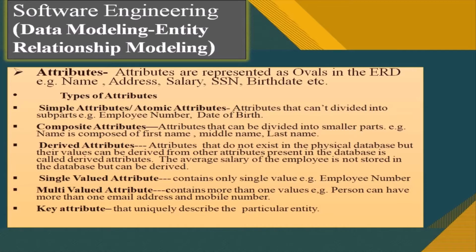Single value attribute. These are attributes that contain only a single value, for example, employee number. A multiple value attribute contains more than one value, for example, a person can have more than one email address and mobile number. Key attribute. A key attribute uniquely describes a particular entity.